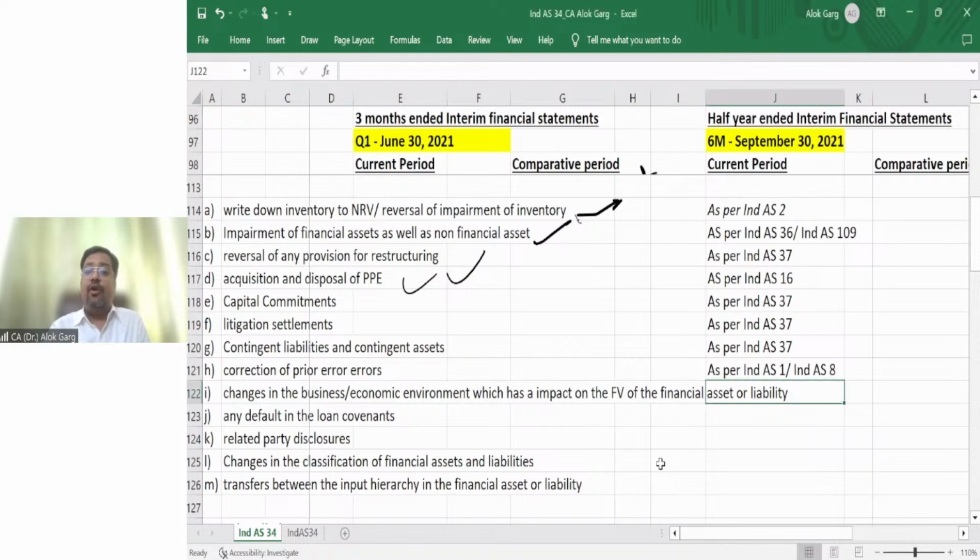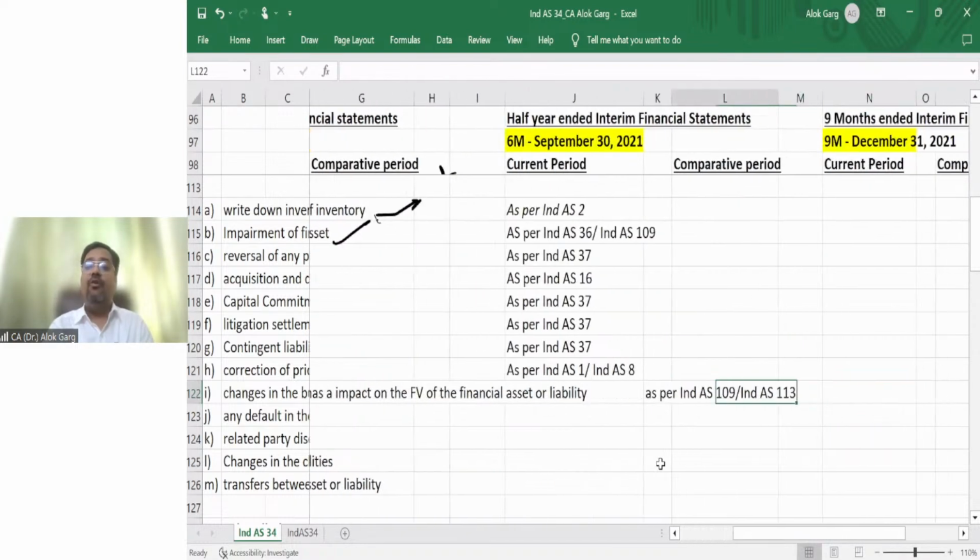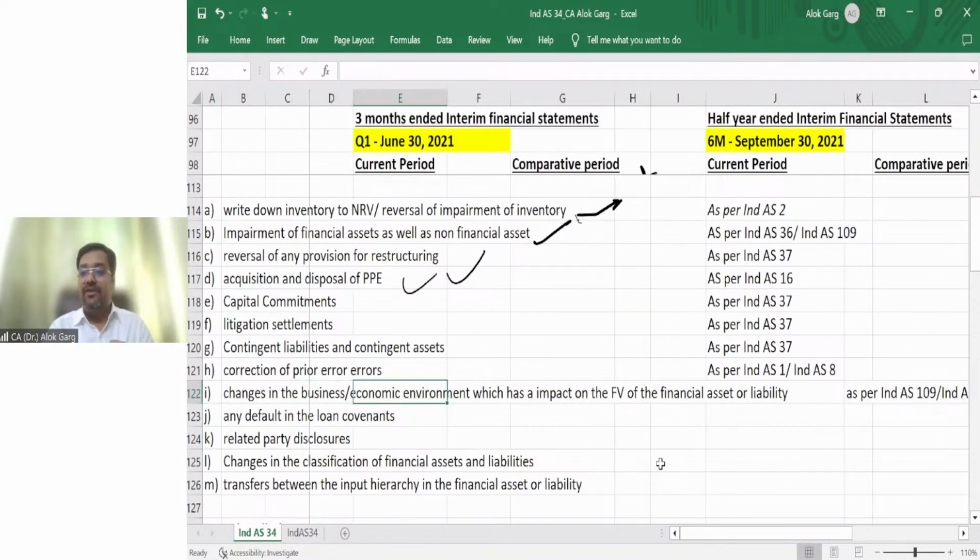Changes in the business or economic environment which has impact on the fair value of the financial asset or financial liability, right? As per Ind AS 109 or Ind AS 113, right? If there is a change in the fair value of financial asset or financial liability, it is also required to be disclosed. Any default in the loan covenant.